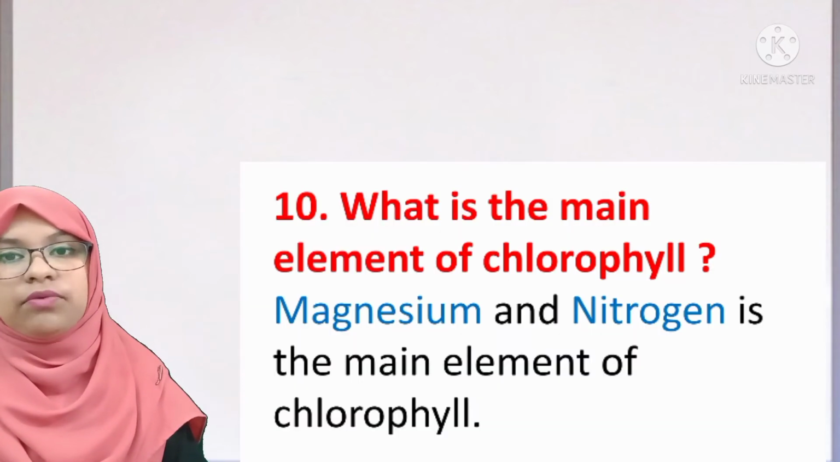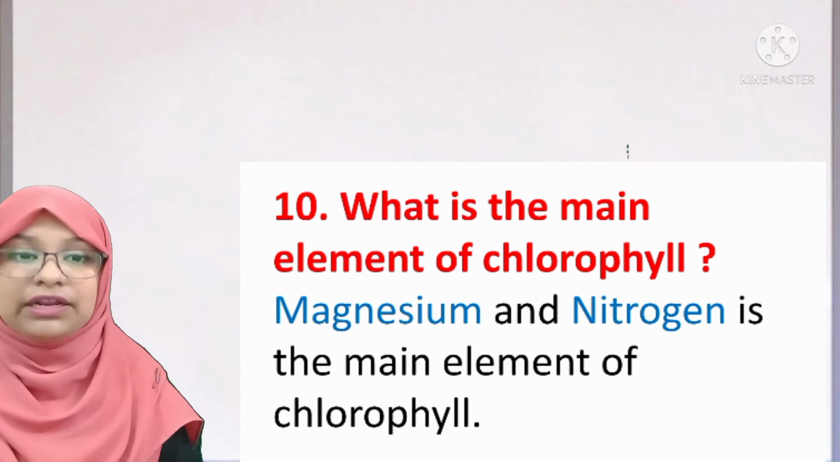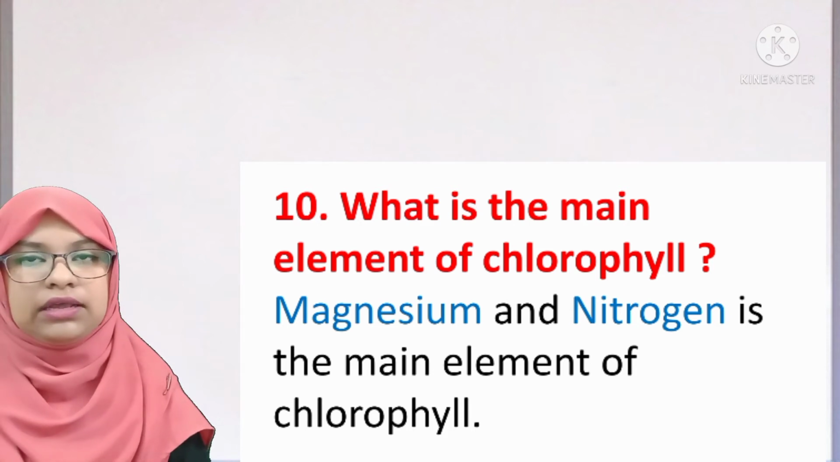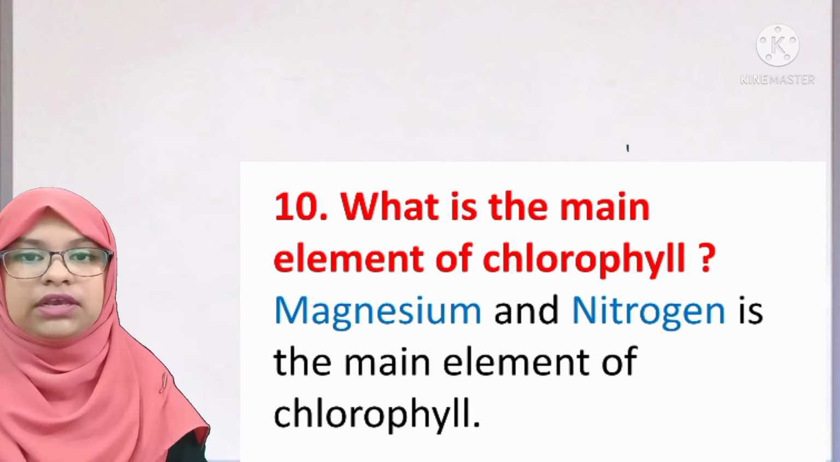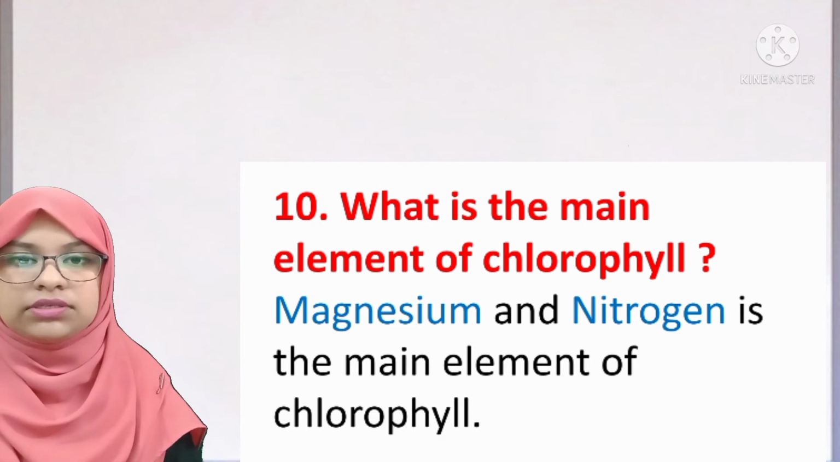Our last question, what is the main element of chlorophyll? Magnesium and nitrogen are the main elements of chlorophyll. And we all know that chlorophyll is an important part of a plant because in the presence of chlorophyll, photophosphorylation occurs.